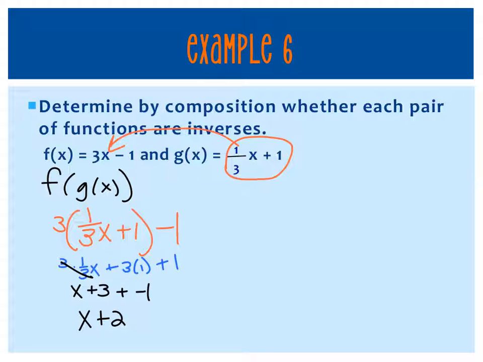Is that x? No. So I already know that these are not inverses of each other. If they were, then when I did f of g of x and g of f of x, my result both times should be x. If it's not, then they are not inverses.